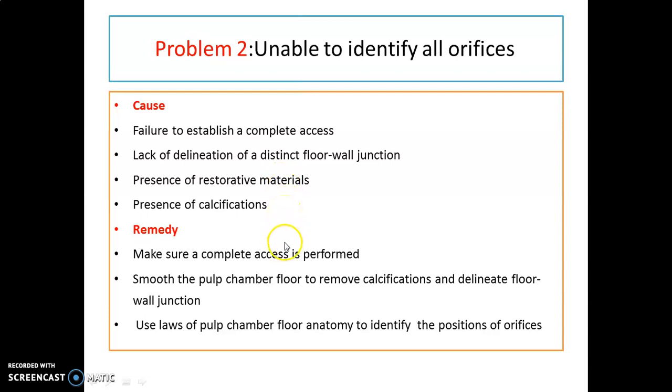So how could you solve it? Make sure a complete access is performed. You can smoothen the pulp chamber floor to remove calcification and delineate the floor wall junction, and go for the use of the laws of root canal orifices.